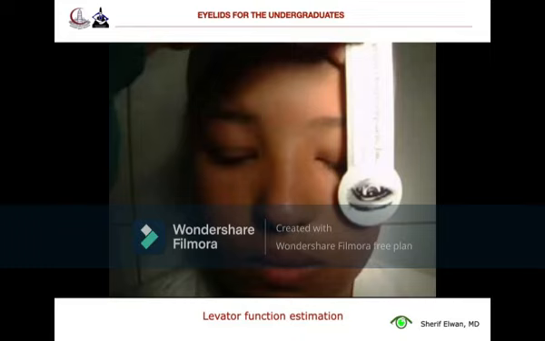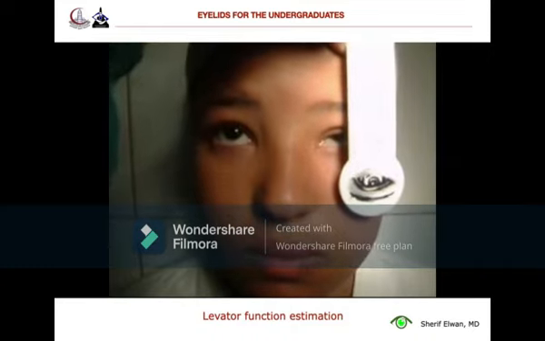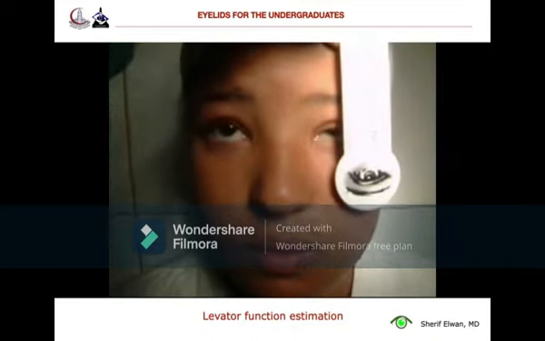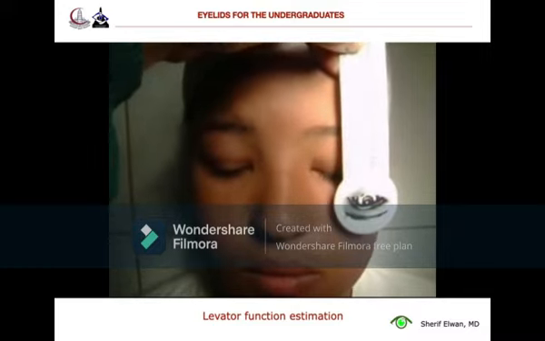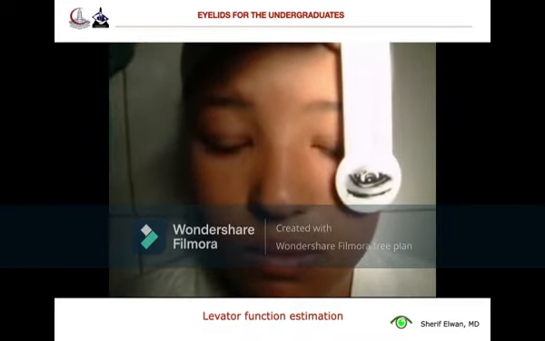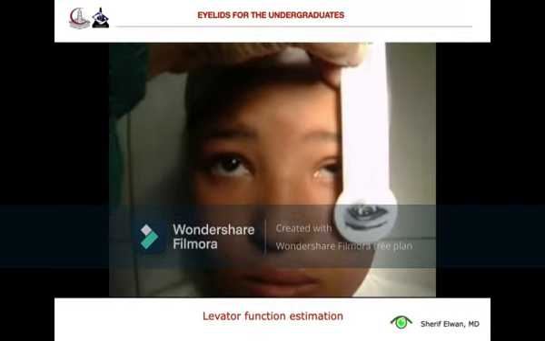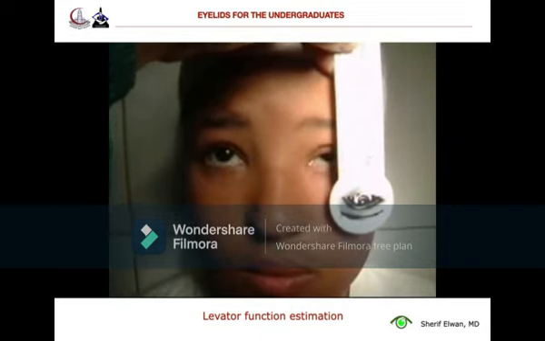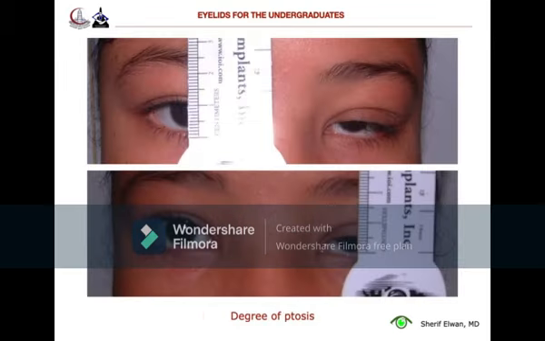This is how we estimate the levator function, where we should fix the eyebrow so as to stop the frontalis muscle from elevating the eyelid, and then let the patient have a full excursion of mobility of the upper lid from the extreme lower gaze to the extreme upper gaze, and estimate if this is good, fair, or poor mobility.